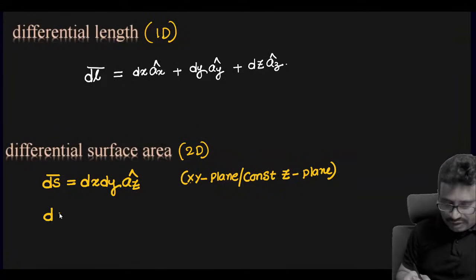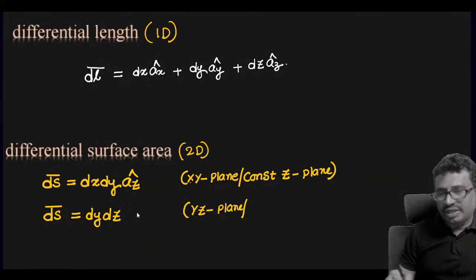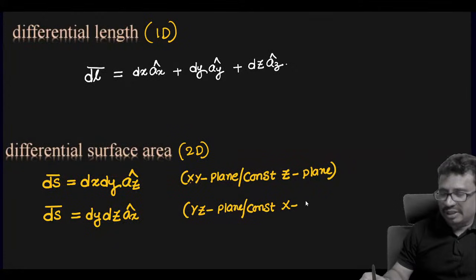Now you can tell me ds in the case of the yz plane. YZ plane: along the y direction dy, along the z direction dz, and the direction is perpendicular to y and z. That is given by what? Tell me now, ax. So this is also called a constant x plane.